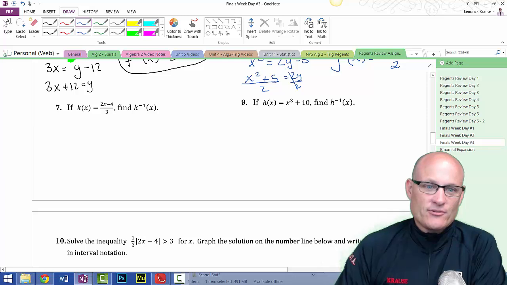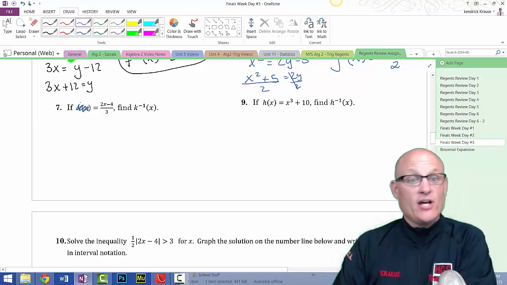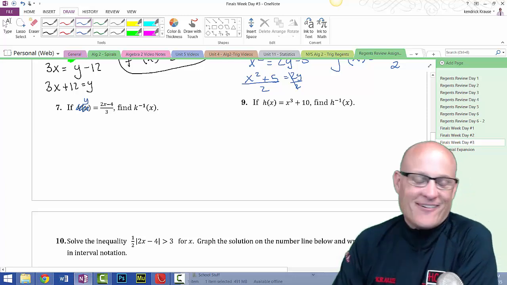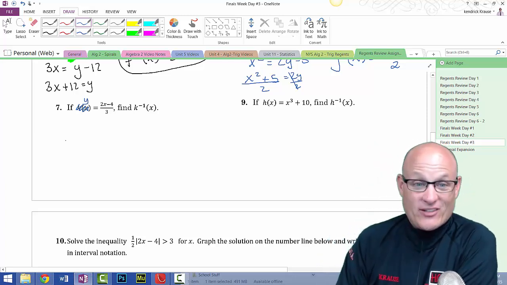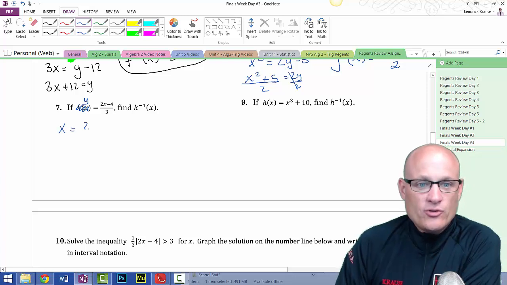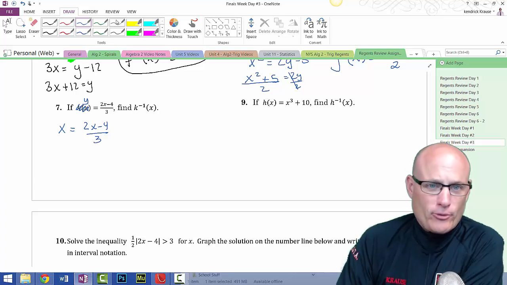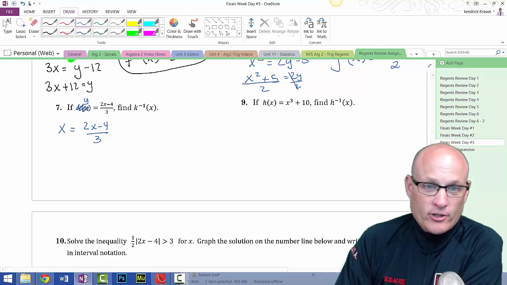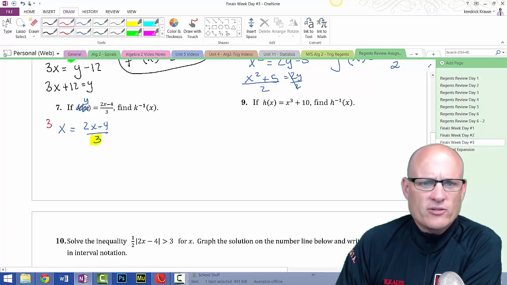K inverse. So remember, k of x is also, here's a surprise, it's a y. Oh my God. That's crazy, man. Crazy. Let's switch the x and y. x equals 2x minus 4 over 3. Don't lock the denominator, sir. Let's get rid of that denominator then. Let's multiply both sides by 3.